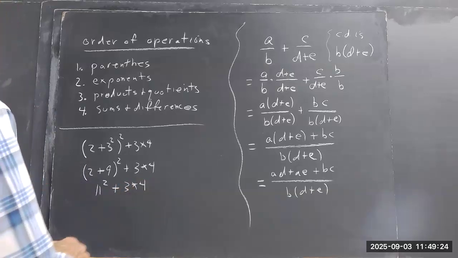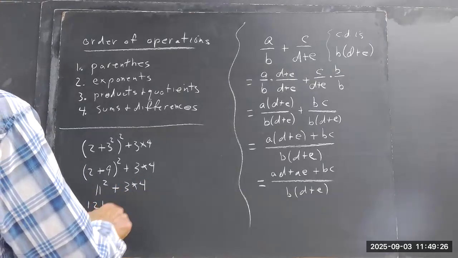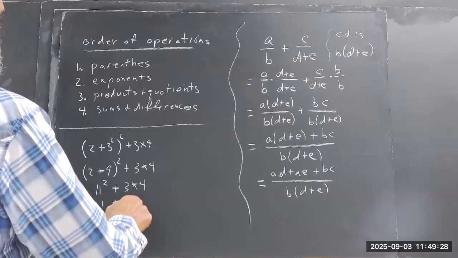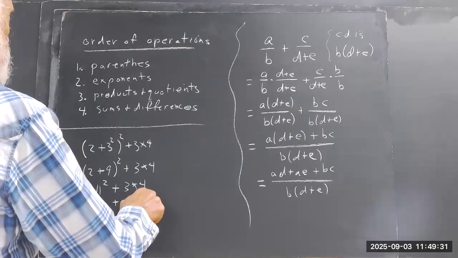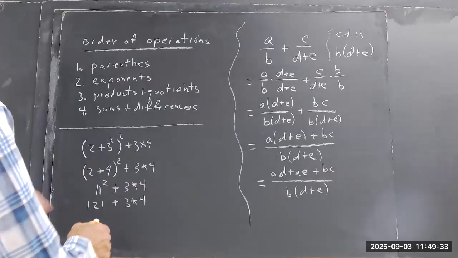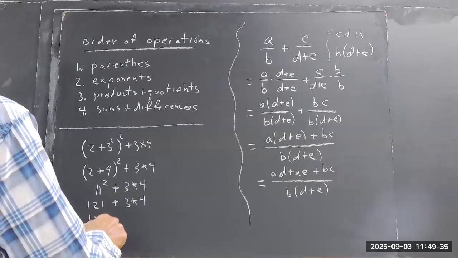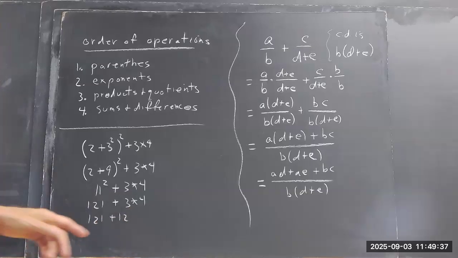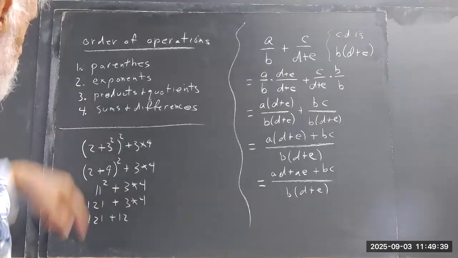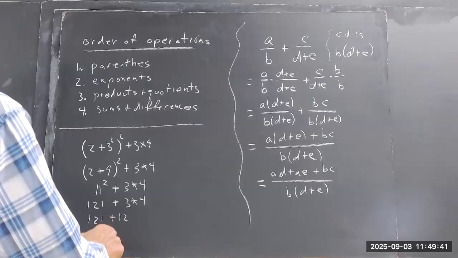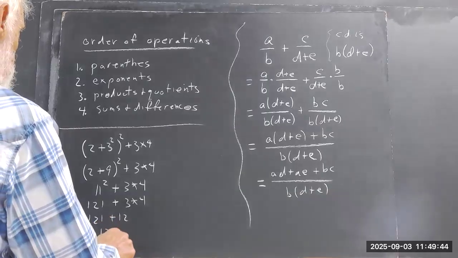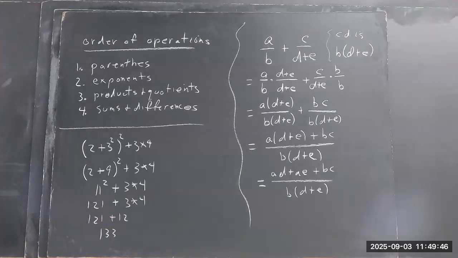3 times 4. Well, 11 squared is 121. And just doing one operation at a time, we then multiply the 3 by the 4, that's a product. And then we can do the addition and we get 133. Now, sometimes it can get downright ambiguous.